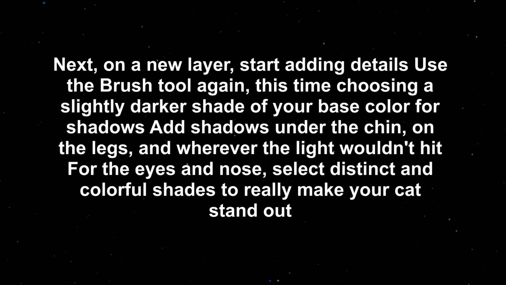Next, on a new layer, start adding details. Use the brush tool again, this time choosing a slightly darker shade of your base color for shadows. Add shadows under the chin, on the legs, and wherever the light wouldn't hit. For the eyes and nose, select distinct and colorful shades to really make your cat stand out.